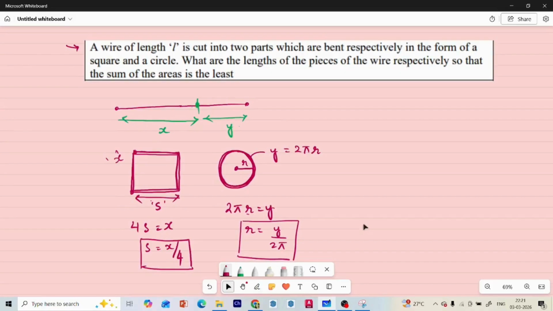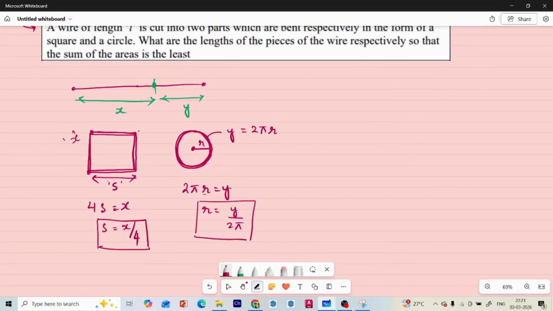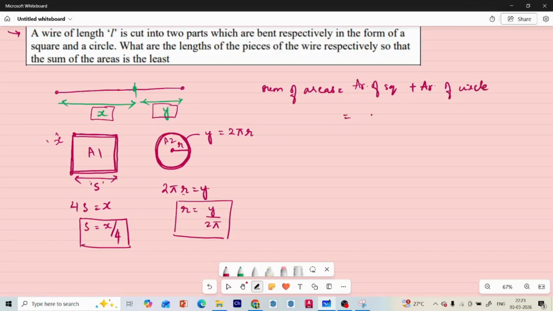Now what should we do? What are the lengths of the pieces? That is, what is the value of x and y so that the sum of these areas is the least. Let's call this area A1 and this area A2. The sum of the areas of the square and the circle is the least. Let's write the equation for that. Sum of areas is area of square plus area of circle. Area of the circle is pi r square.